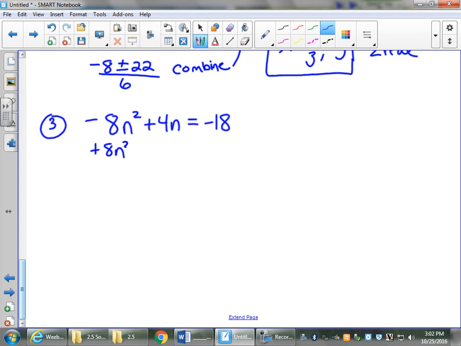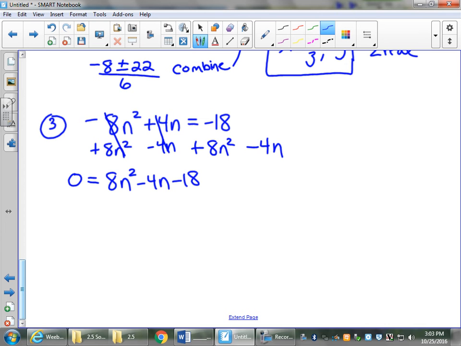So I'm going to add over the 8n squared, and subtract over the 4n to the right side of my equation, leaving me with 0 equals. Put them in order of standard form, so I'll have 8n squared minus 4n minus 18. There is a common factor of 2. You could divide all the terms by 2 before you do the quadratic formula, and you will get the same exact answer. But if you don't recognize that, you could just do the quadratic formula as is.